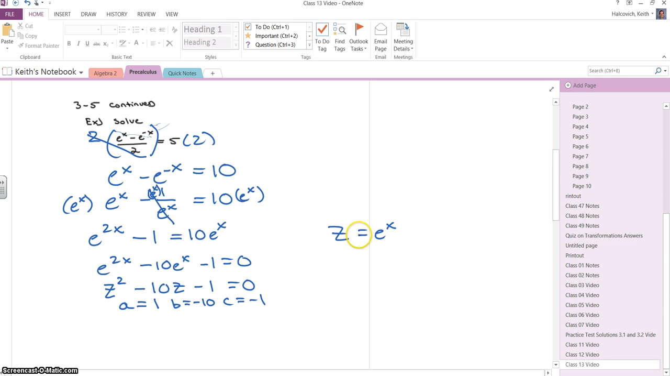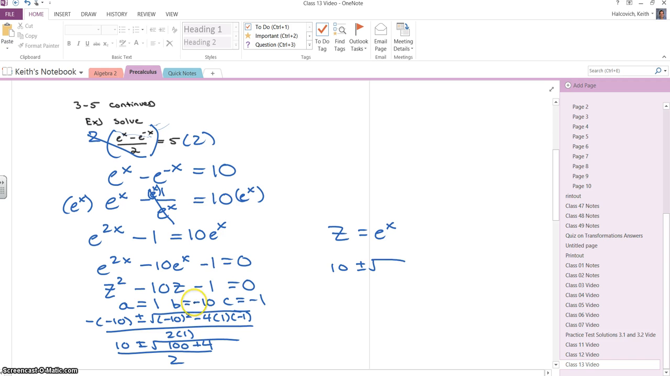So we have the opposite of -10, plus or minus the square root of -10 squared, minus 4 times a times c, all over 2a. So we have 10 plus or minus the square root of 100 plus 4 all over 2. So we'll bring it up here. So 10 plus or minus the square root of 104 over 2.